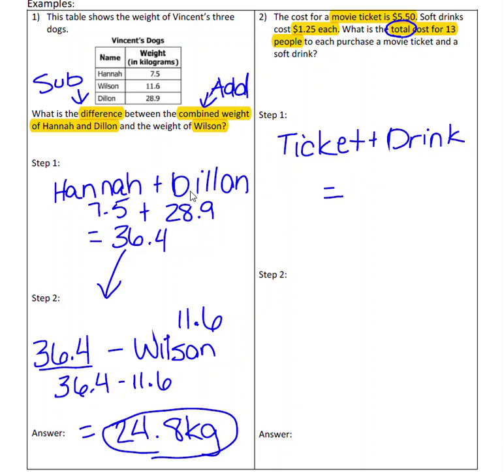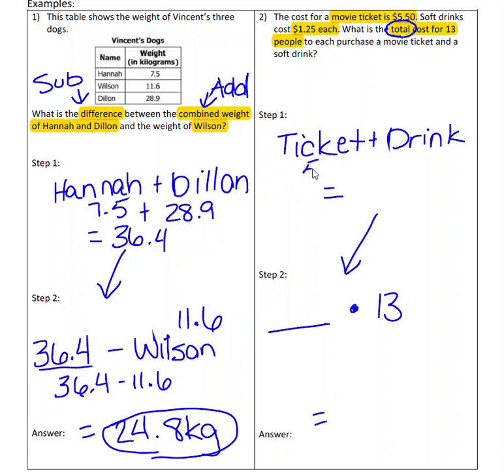And then I'm going to take that answer, whatever that is, and I need to figure that out for 13 people. I need to do that 13 times. So we're actually going to multiply times 13, and then that will give us our final answer. So let's now do this with numbers.